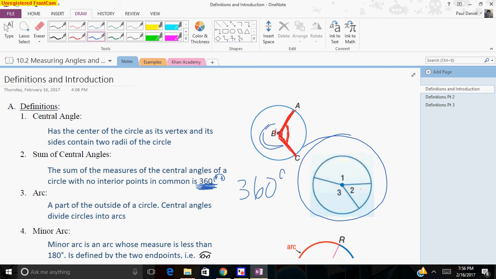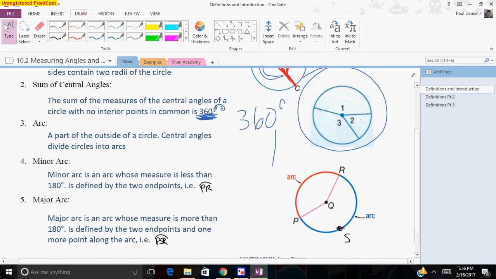So if I add up angles 1, 2, and 3 in that little circle, they need to add up to 360 degrees. We're going to use this information to help us solve problems as we move through this section on circles.